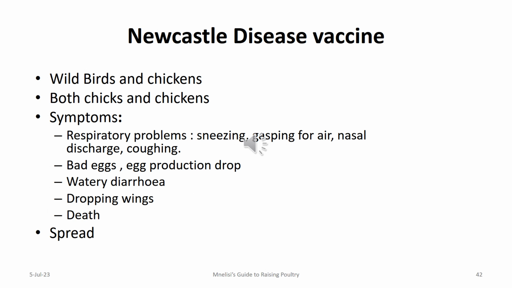Newcastle disease vaccine. This disease comes from wild birds and chickens. This will affect both chicks and chickens. The symptoms of the disease are as follows: respiratory problems, bad eggs, egg production drop, watery diarrhea, drooping wings, death. Newcastle disease can spread among chickens.